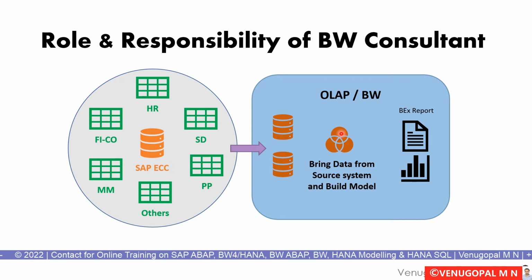So that is the roles and responsibility. Your job is to bring the data all the way from the source system and move across multiple stages of tables in BW. And finally you create a BEx report to visualize the data. Ultimately, what you see in the BEx report should be an exact replica of your source system, correct?